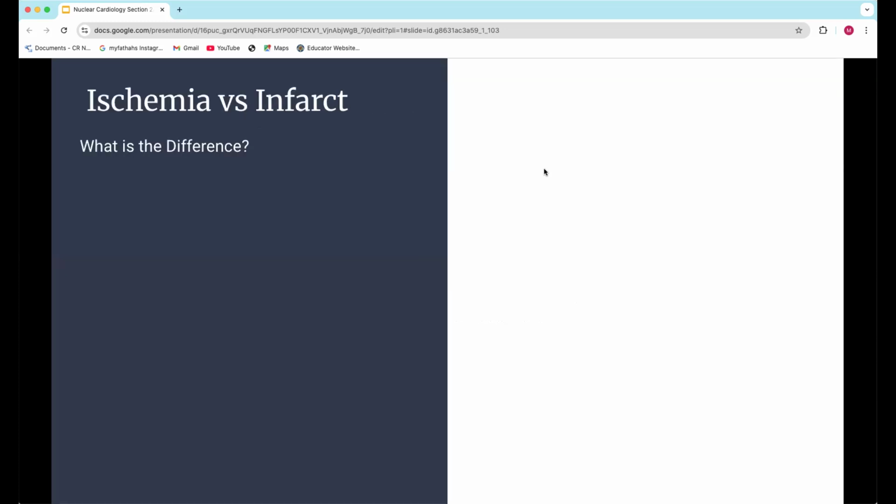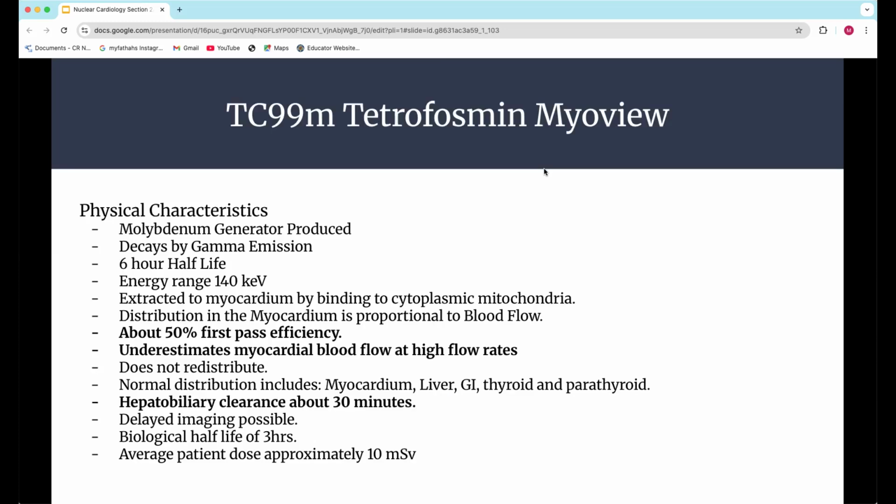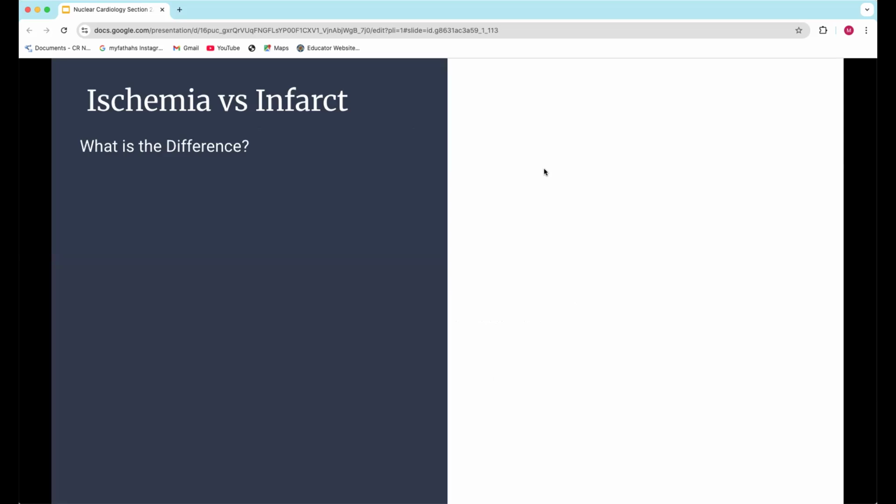All right. Okay, so that's kind of your three. Those are the three that we'll kind of reference today. Before we get in now to talking about protocols and how we do stress, we need to identify why we do a stress test in the first place, and a couple of different things that we'll see when we look at images. So I want to ask this question that kind of helps us set the stage. What's the difference between ischemia and infarct?